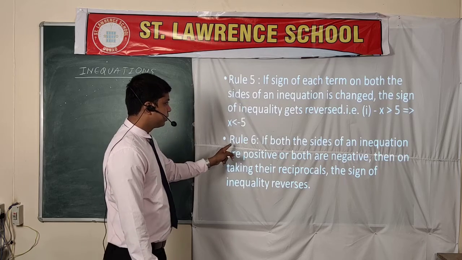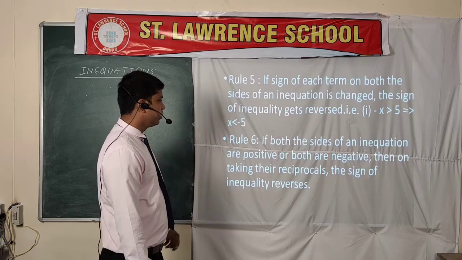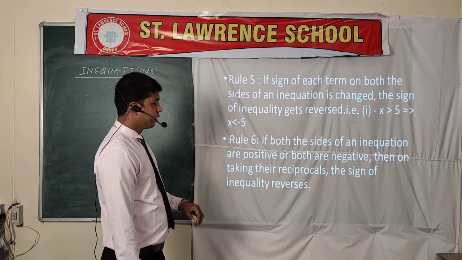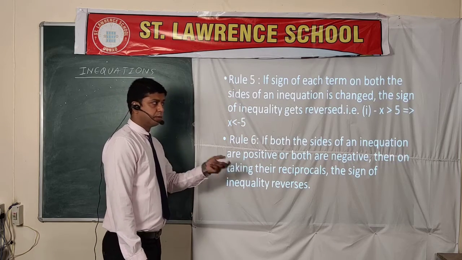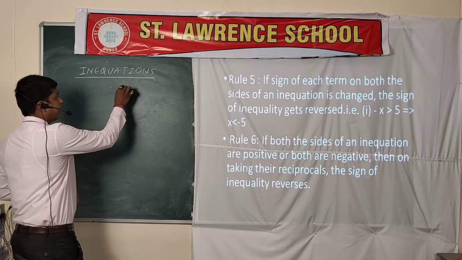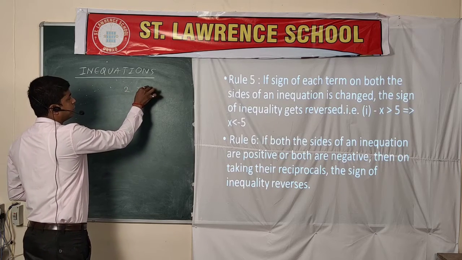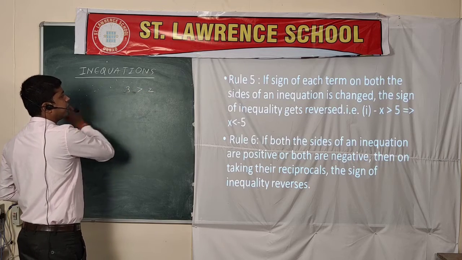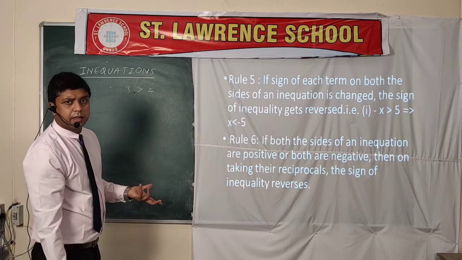Rule 5. Number 6, if both the sides of an inequation are positive or both are negative, then on taking the reciprocals, the sign of inequality gets reversed. You see here, I will write an example here. You can see 3 is greater than 2. 3 is greater than 2 or not? Everybody knows 3 is greater than 2.